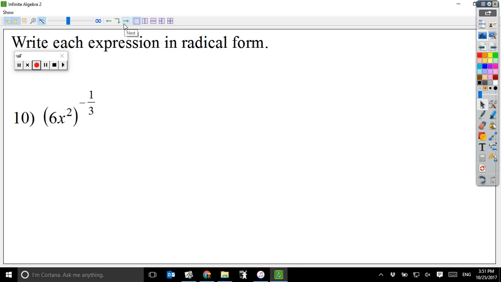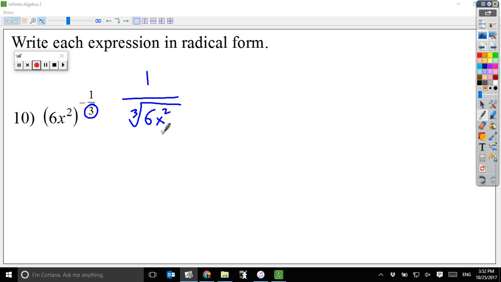Let's look at this one. Again, I have a negative exponent. Negative exponent means I'm going to have 1 over. Okay. Notice I have multiple things inside of there right now, and that's okay. I'm going to look at my base. My base is 3. So I'm going to have a cubed root of, and what goes inside of there is 6x squared.